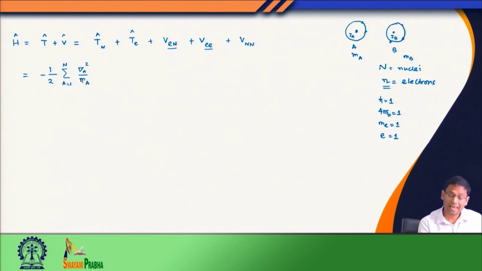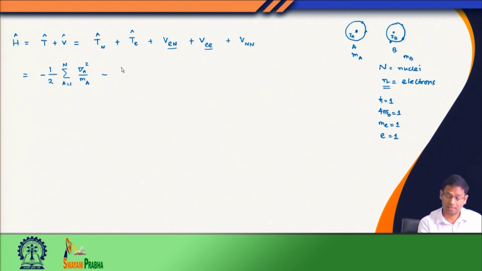Please notice here m_A, the mass of the nucleus. I am bringing it within the sum, because the 2 I can keep out, but the mass of the nucleus should remain in the sum, since it will keep changing when the nucleus changes. For a certain value of A, I will have a certain value of m_A. Therefore, this term should be within the bracket, within the summation.